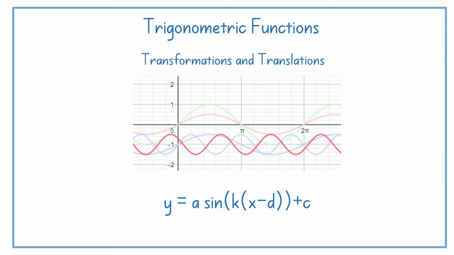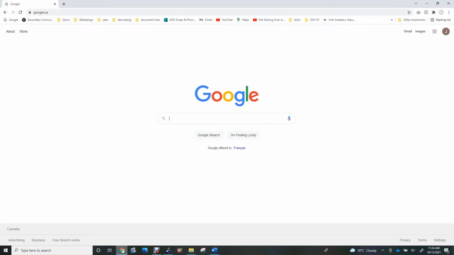Trigonometric functions, transformations, and translations. Using the formula y equals a sine k times x minus d plus c. In this video, we are going to look at how to draw a graph that represents a trigonometric function.